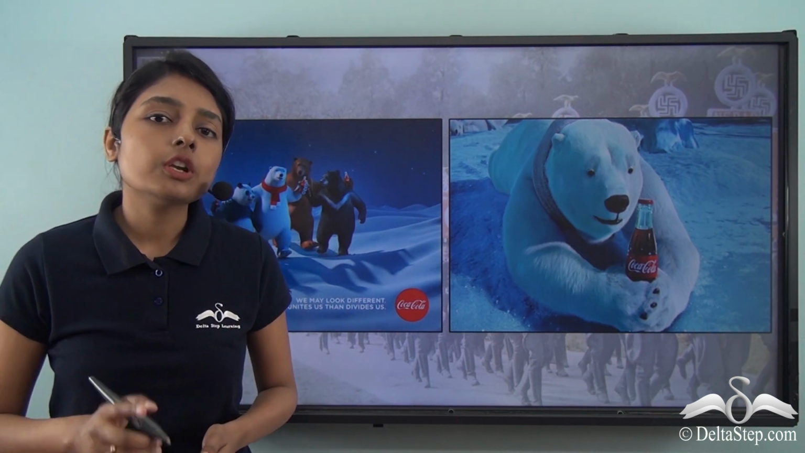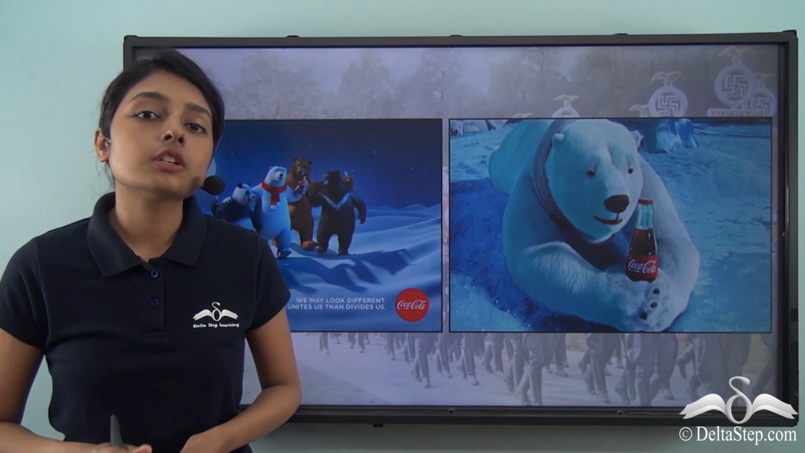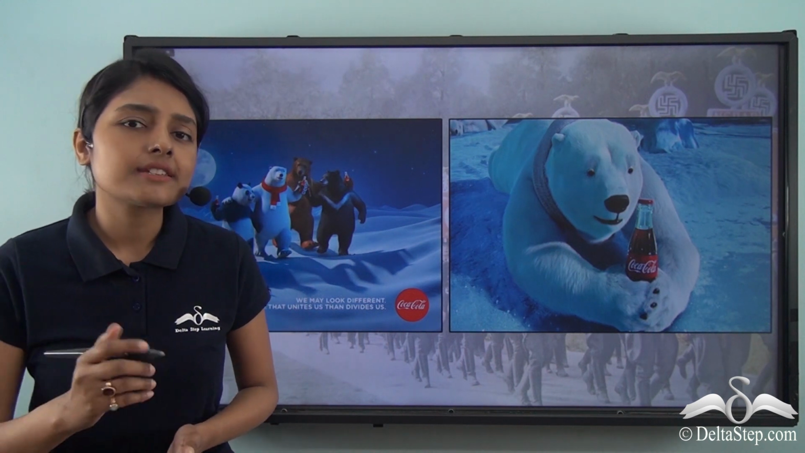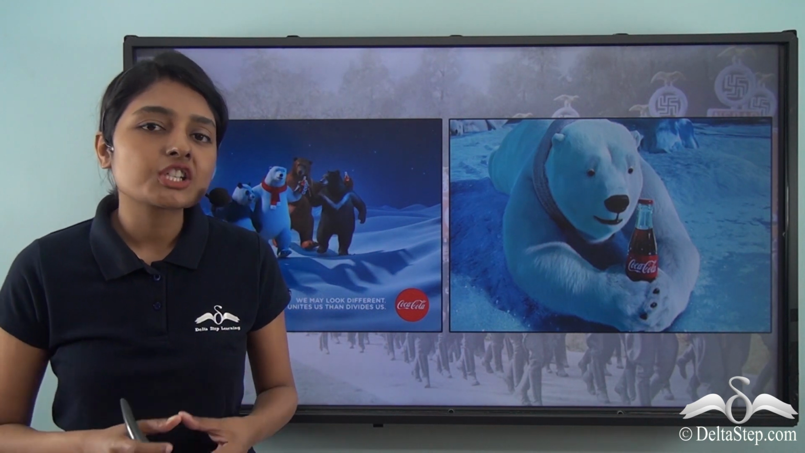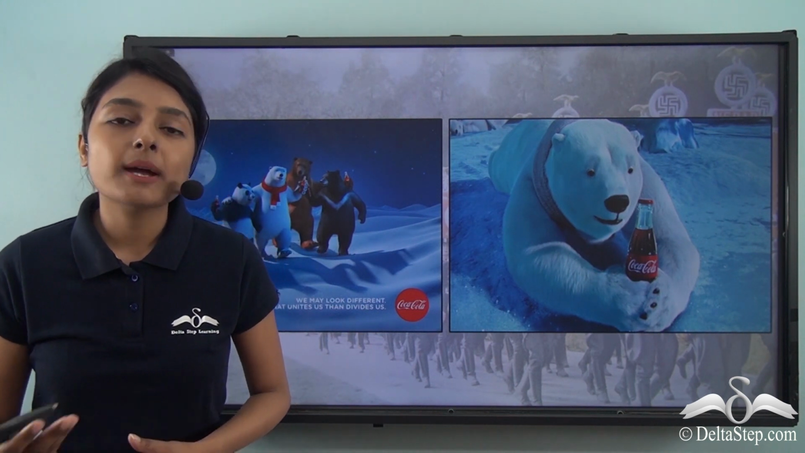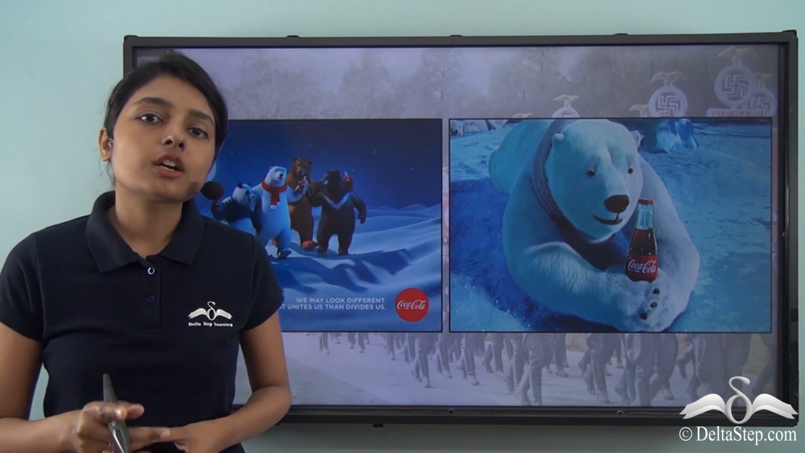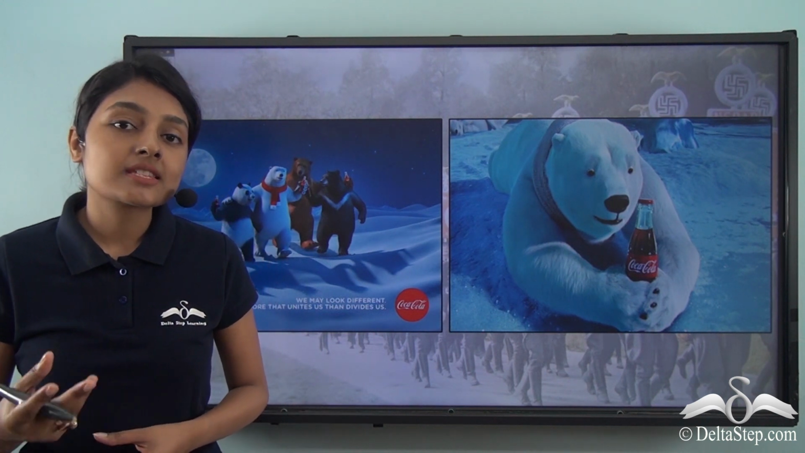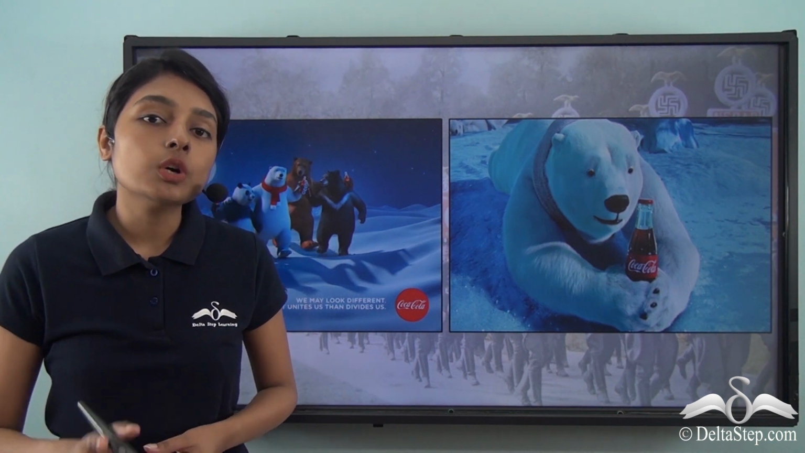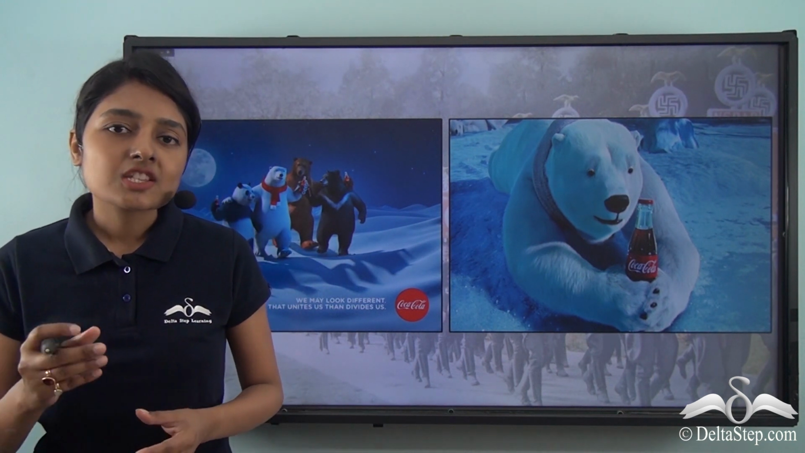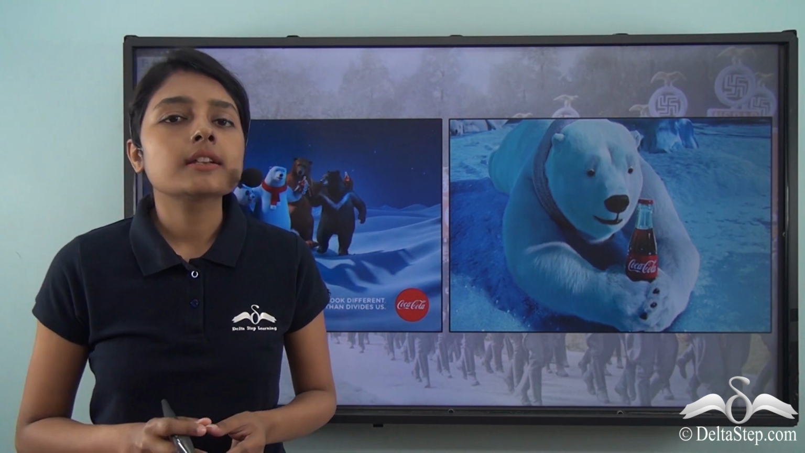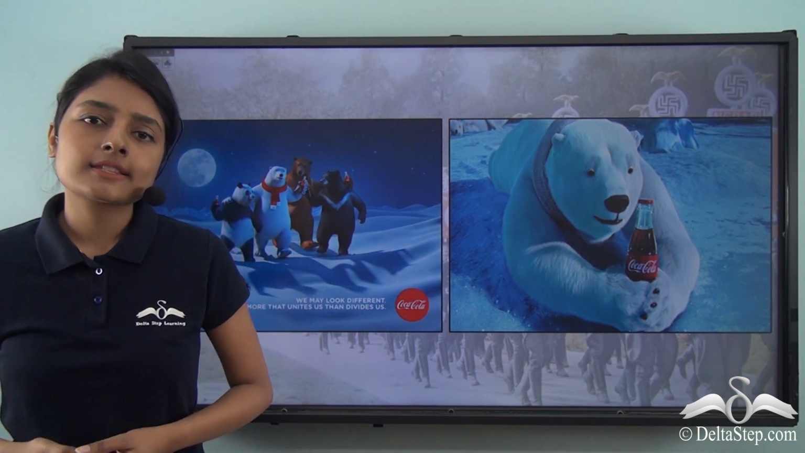Then we saw the polar bear get hold of a bottle of Coca-Cola, and this one bottle of this aerated drink was so refreshing and energizing that the polar bear now feels better. In this way, the Coca-Cola company advertised its own drink and conveyed to the audience that this drink is very refreshing and energizing. So can you understand the power of advertisements?